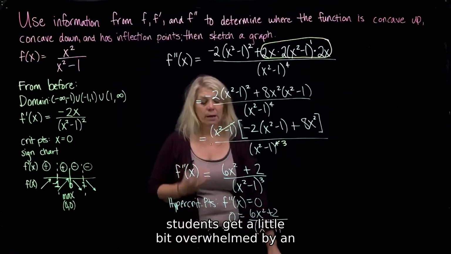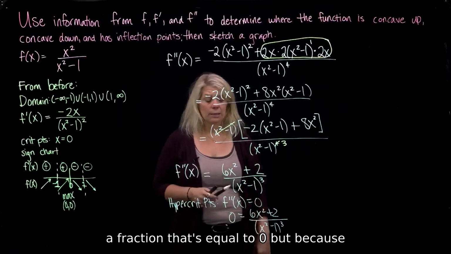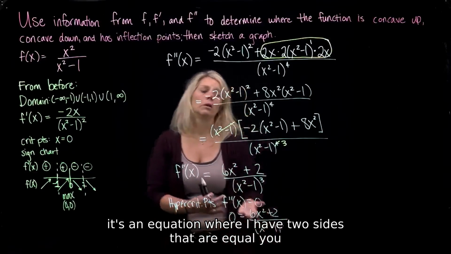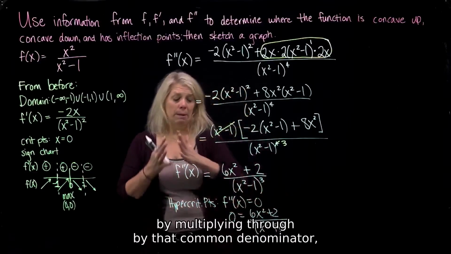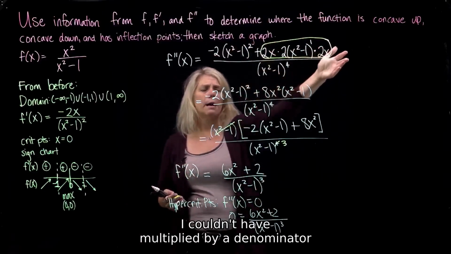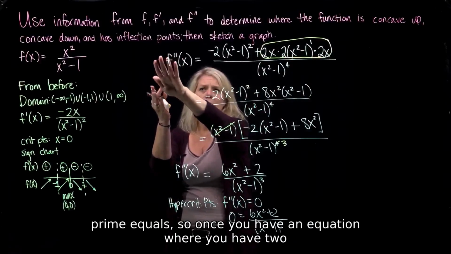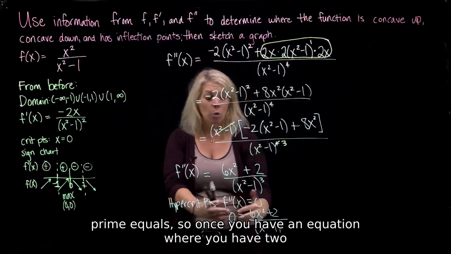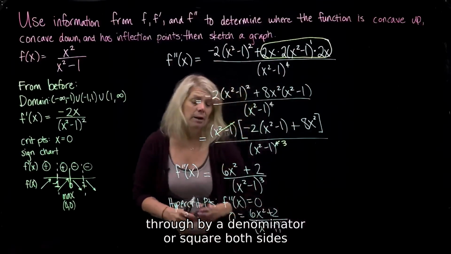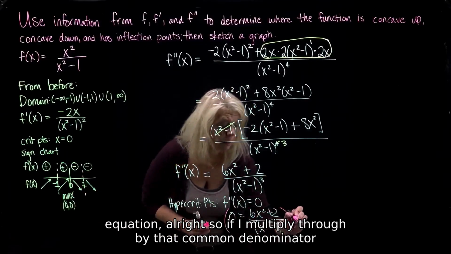And sometimes students get a little bit overwhelmed by an equation that looks like this, where you have a fraction and it's equal to 0. But because it's an equation where I have 2 sides that are equal, you can actually clear the fractions by multiplying through by that common denominator. I couldn't have multiplied by a denominator up here unless I also multiplied this side, which I didn't want. We just want f double prime equals. So once you have an equation where you have two sides, then you can multiply through by a denominator or square both sides or do different things to both sides of the equation.